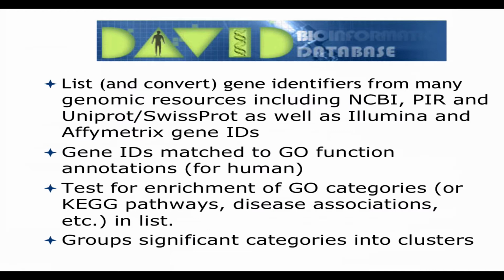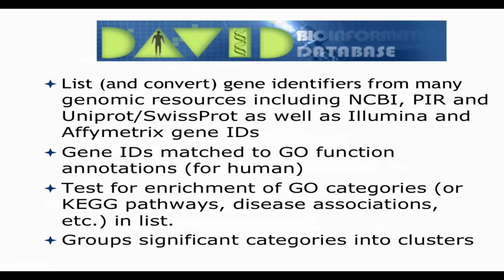There's a really nice public website that is very, very widely used for functional annotation called David. I actually forgot what David stands for. It has a few basic features. One of them is it has a complete list of gene identifiers from several different systems. It has GenBank, it has EMBL, it has SwissProt. It also has Affymetrix gene IDs, and it has Illumina gene IDs, and a few other things as well.